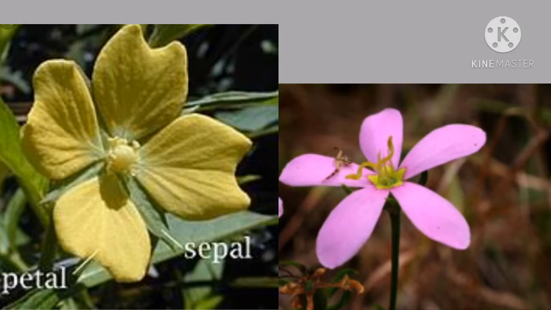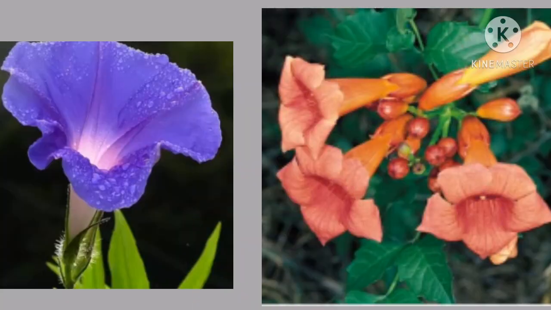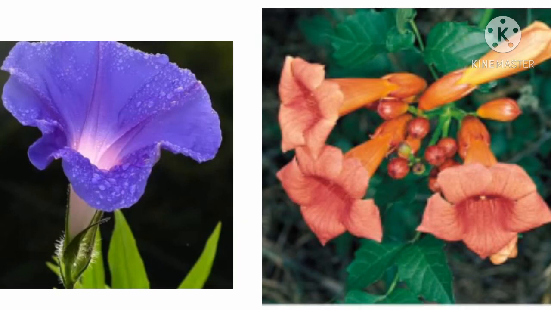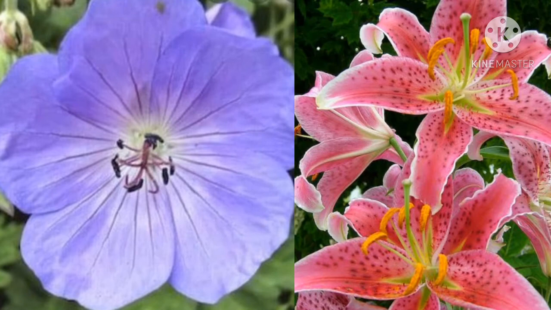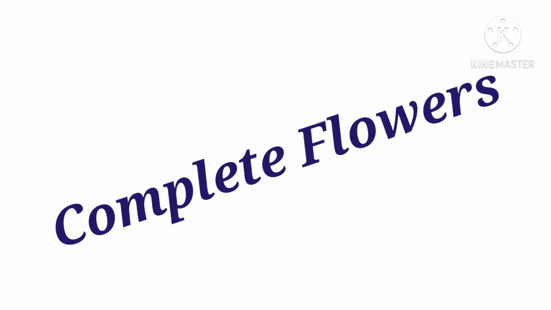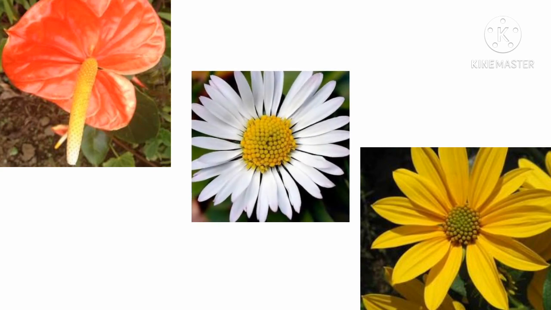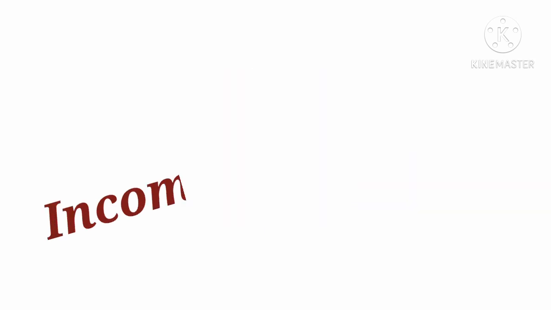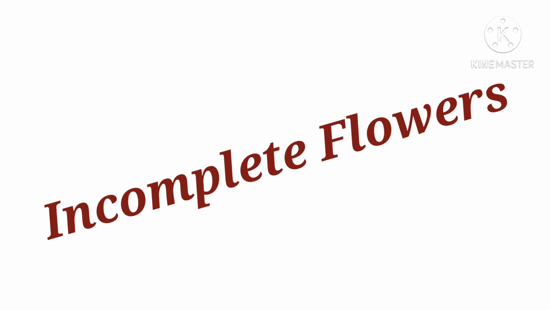Some flowers have separate petals and sepals, and some flowers have fused petals and sepals. Fused means joined petals and sepals. Children, some flowers have all the four main parts, that is, sepals, petals, stamens, pistil. Such flowers are called complete flowers. Some flowers may not have all the four parts. Any one part may be missing. Such flowers are called incomplete flowers.